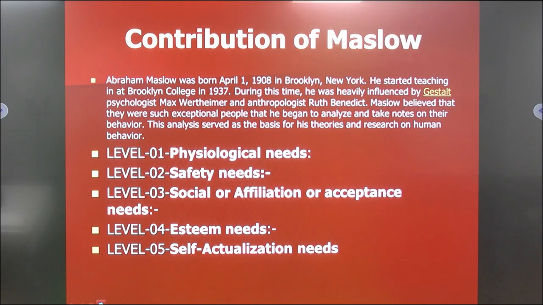Learners, today we have once again completed three very important contributors, that is Weber, Barnard and Maslow. In our next discussion, we will focus more on the contribution given by Herzberg, the contribution given by Likert, and the contribution given by McGregor. And after discussion of these three thinkers, we will complete our unit number 3.